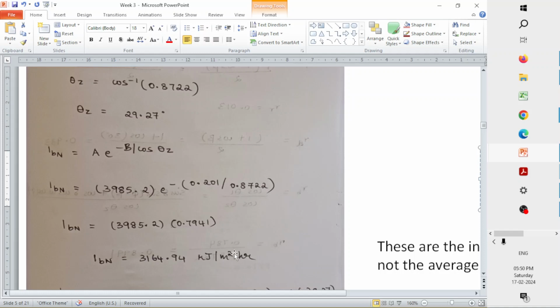3164.94. The specific reason why we are converting from watt per meter square to kilojoule per meter square hour is because the instantaneous flux should be represented in terms of kilojoule per meter square per hour. That is the standard notation. So to get that standard notation, we are converting the value of A from watt per meter square to kilojoule per meter square hour. But if you want, you can also keep it in watt per meter square hour. There is nothing much difference.